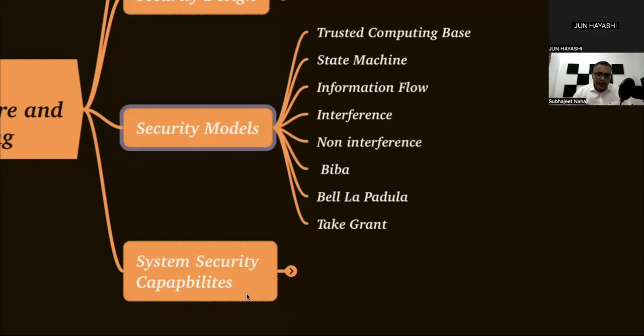Biba is aligned towards integrity, Bell-LaPadula aligned towards confidentiality of information. And then finally is the Take-Grant model. The Take-Grant model defines how subjects access an object. So if I have a right over a particular subject and I want my rights to be given to someone, then I give my rights. And that is how role-based access control systems are designed.